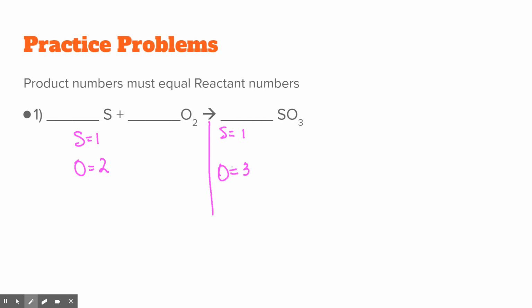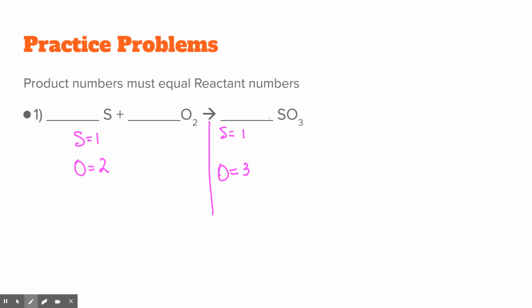So the way you start is noting what's different. Obviously, there's 2 O's on one side and 3 O's on the other side. We have to make them the same number. The way to do that often is to figure out the lowest number that they can both go into. In this instance, it would be 6. So I want to end up with 6 down here.